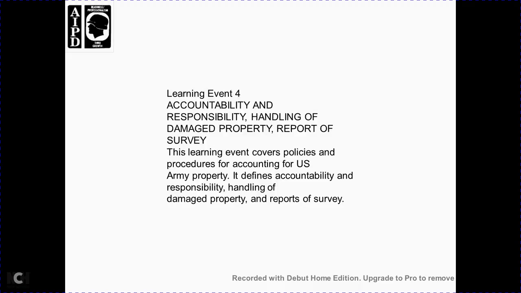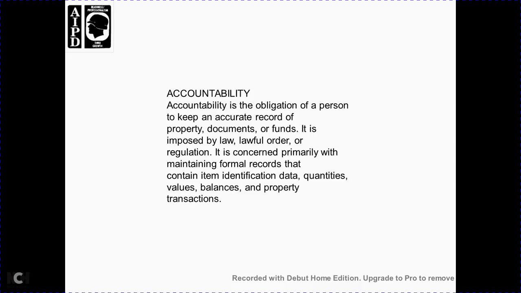Alright, learning event 4: accountability, responsible handling of damaged property, and report of survey. This learning event covers the policy and procedures for accounting for U.S. Army property, and defines accountability, responsible handling of damaged property, and report of survey.